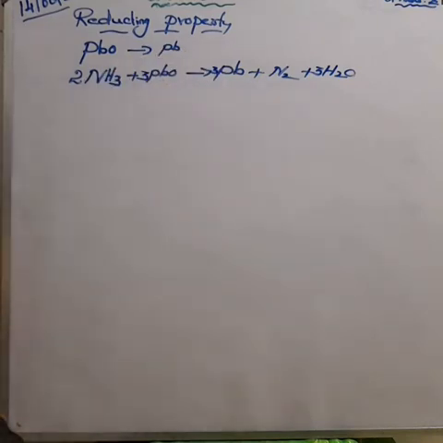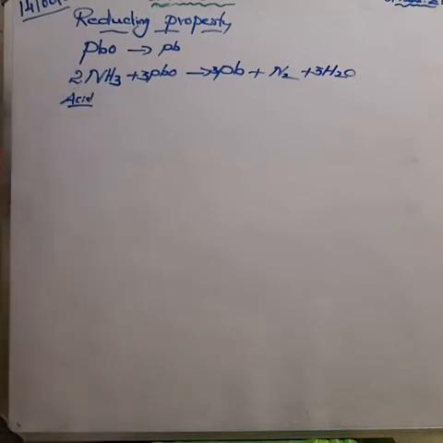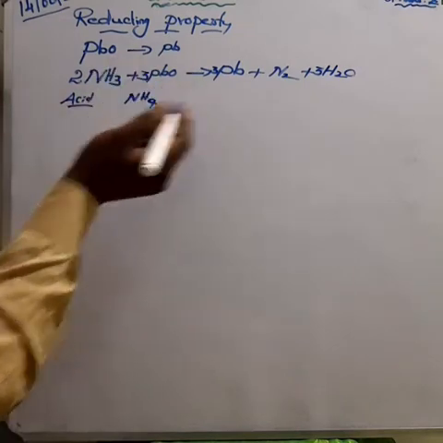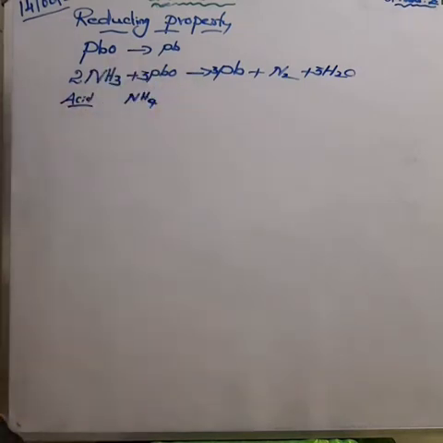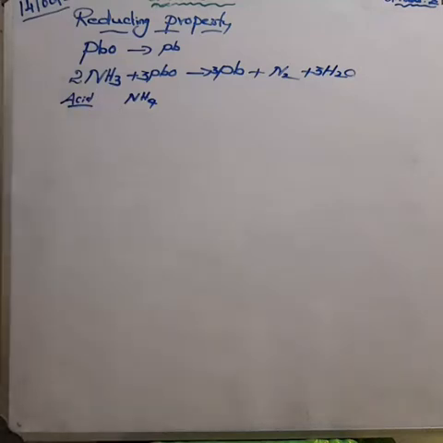Next, reaction with acid. What happens? Ammonia reacts with acid. Ammonia is treated with acid to form ammonium salt. It may be ammonium chloride, ammonium sulfate. Ammonium means NH4. Don't forget that. Anyhow, this reaction shows that the affinity of ammonia for proton is greater than that of water.